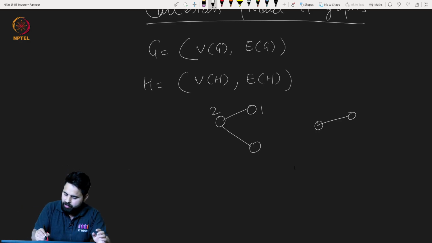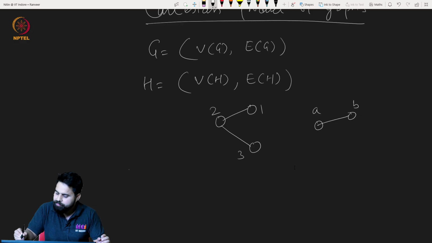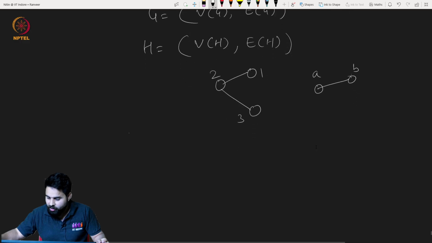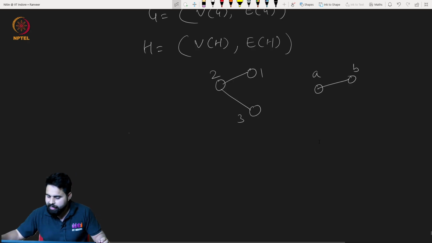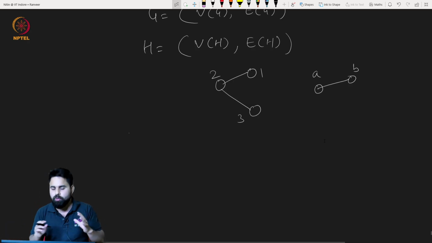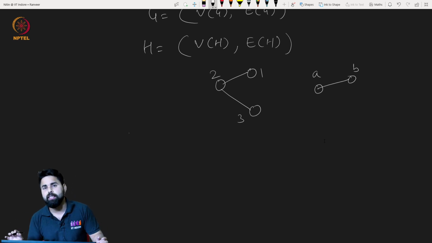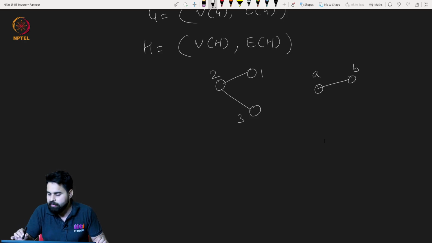Let me label these vertices 1, 2, 3, and A, B. For the purpose of defining the Cartesian product, I am making different labels so that it is clear, as we will see in the definition, why I am not putting them 1 and 2. You can do so, but writing A and B will be more clear. Now the Cartesian product of these two graphs is a graph on 3 into 2, that is 6, vertices. We make all pairs by choosing one vertex from the first graph and another vertex from the second graph. So how many pairs can we make? 3 into 2, that is 6.